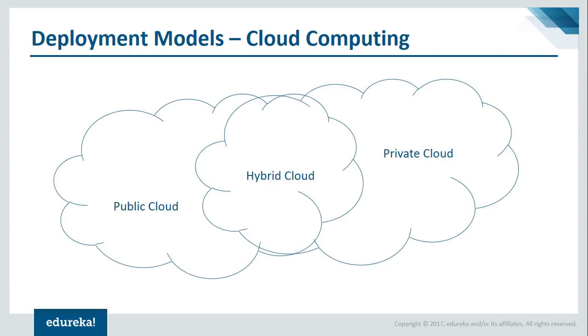And you deploy applications on it. That also is termed as a private cloud. Now, hybrid cloud is actually a mixture of both public cloud and private cloud. So if you have an application wherein you're using public cloud and private cloud both, you term it as hybrid cloud.